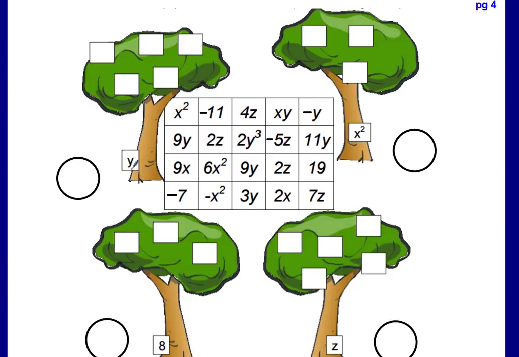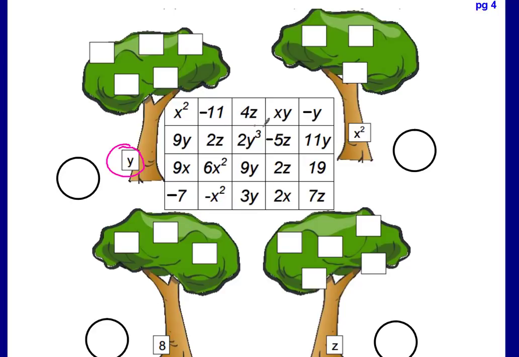Okay, we're going to practice combining like terms. In the middle of the page, in these boxes, you have a whole bunch of terms, and you have trees. Each tree is given a term, and you want to find all of the like terms. In the first tree, the top left-hand tree, this is the y tree. So we want to go through our terms in our boxes and list all of the terms that are like the y, all of the y terms. So let's go ahead and do that.